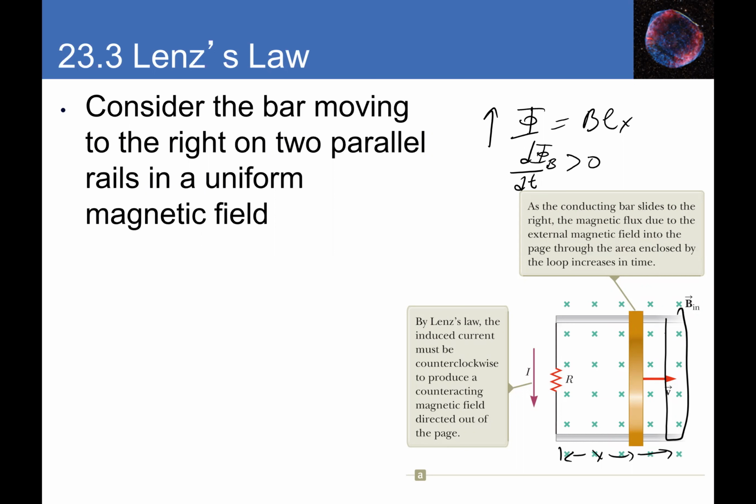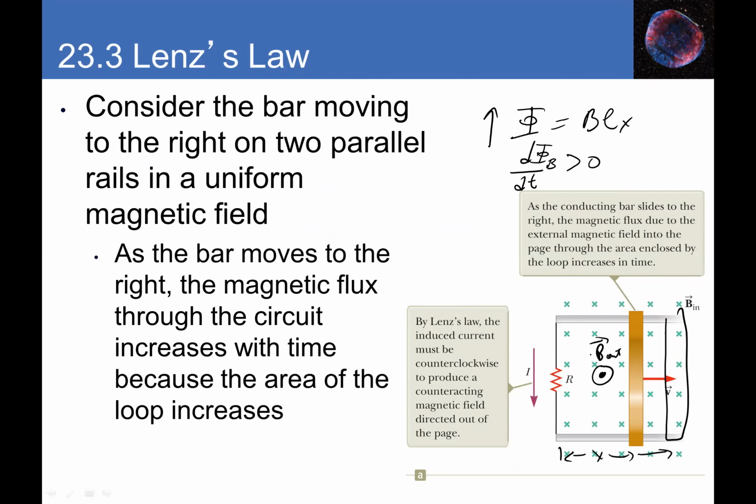In order for it to try to decrease magnetic flux, it has to have an induced magnetic field in the opposite direction. That means the induced magnetic field should be out of the page. All right, so if it's out of the page, that means your thumb is out of the page. It shows that the current has to then go counterclockwise. So that's why the current has to go counterclockwise, because it has to generate an out of the page magnetic field.